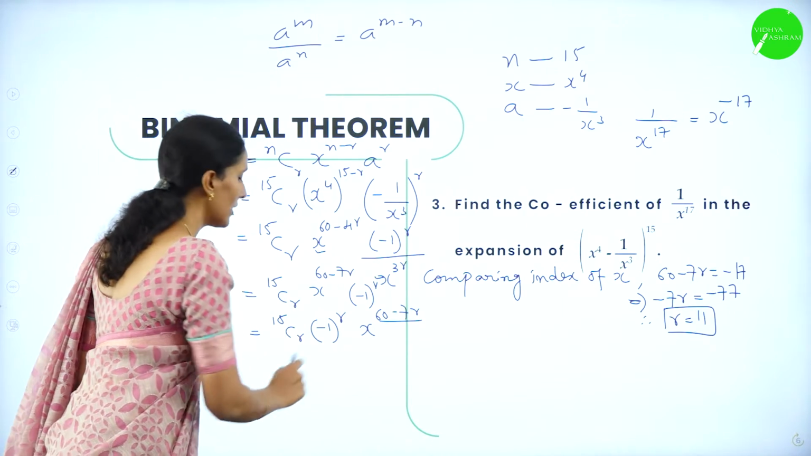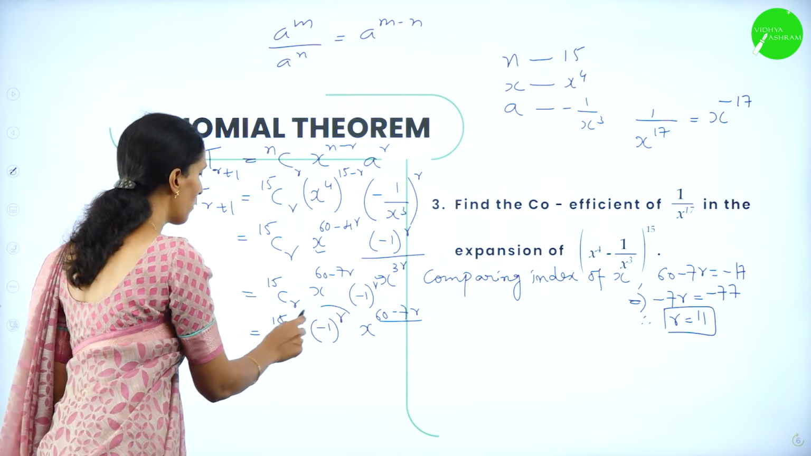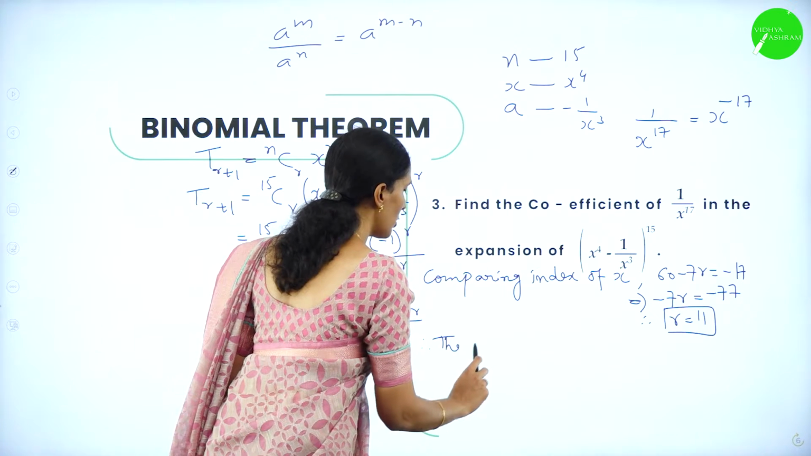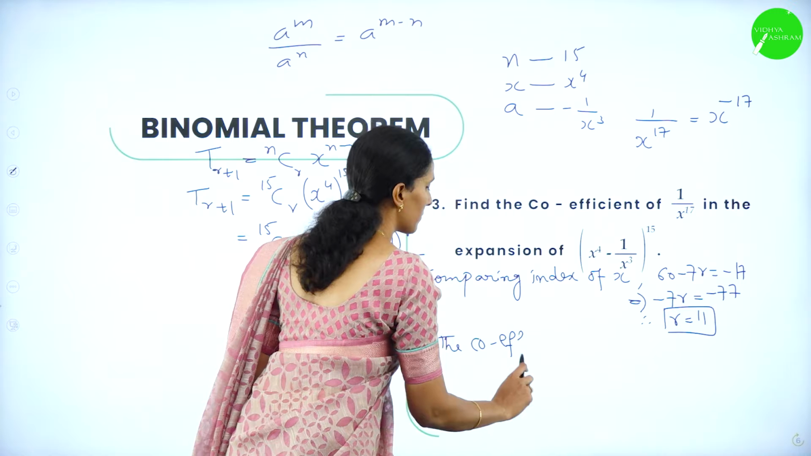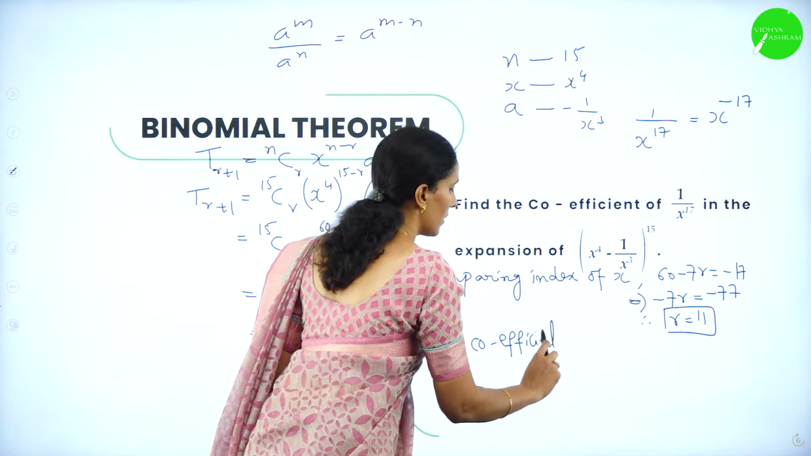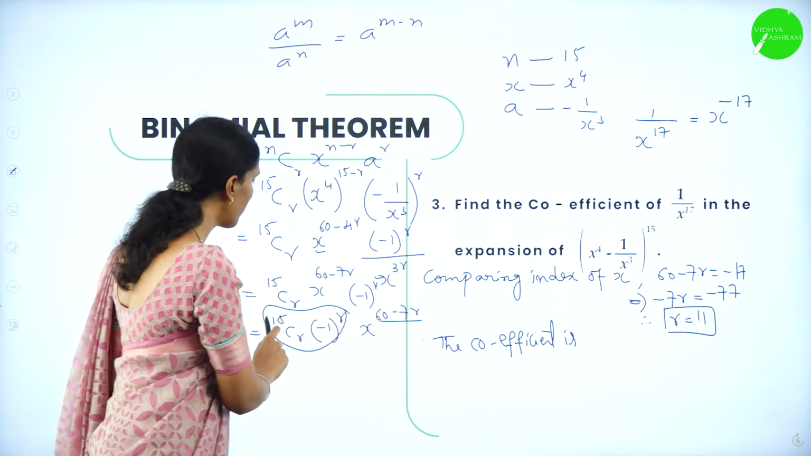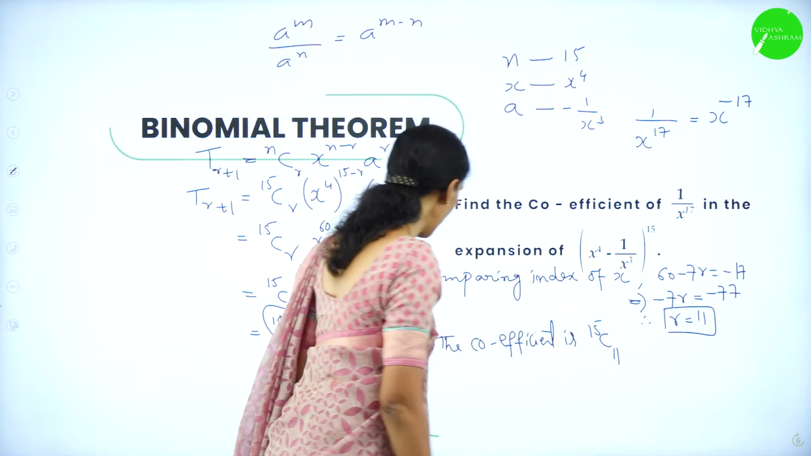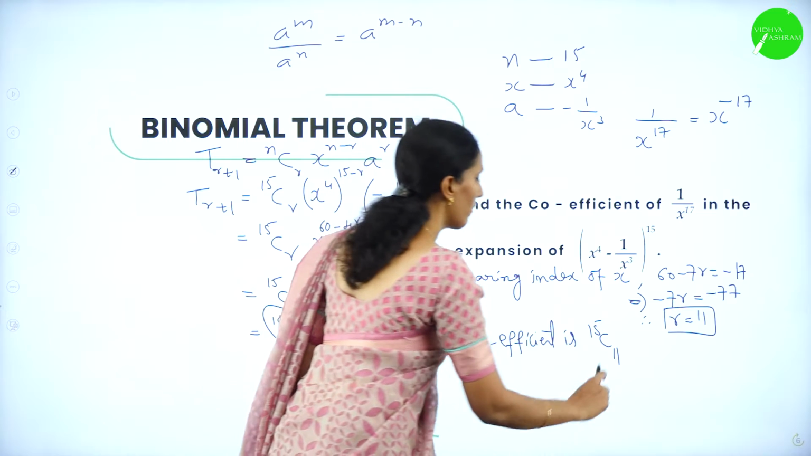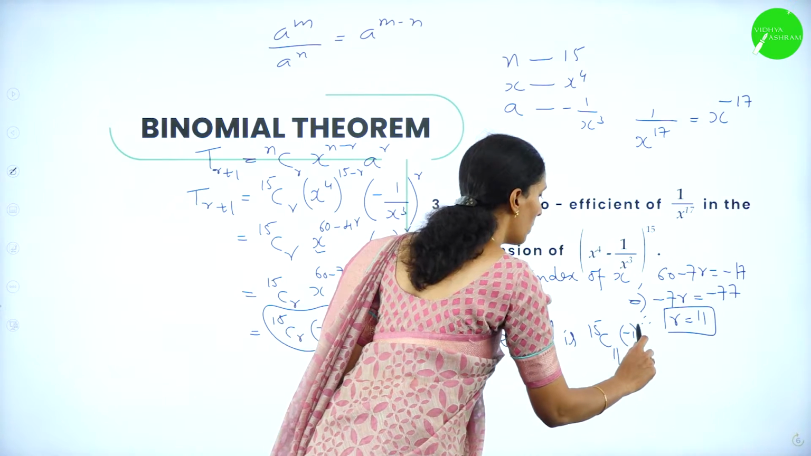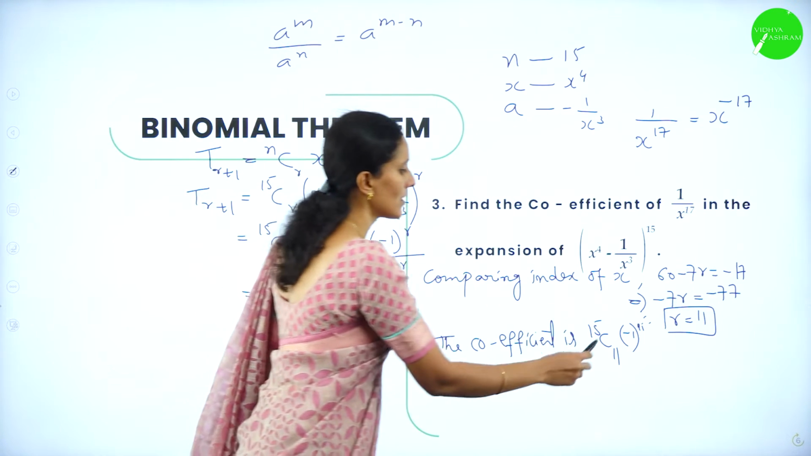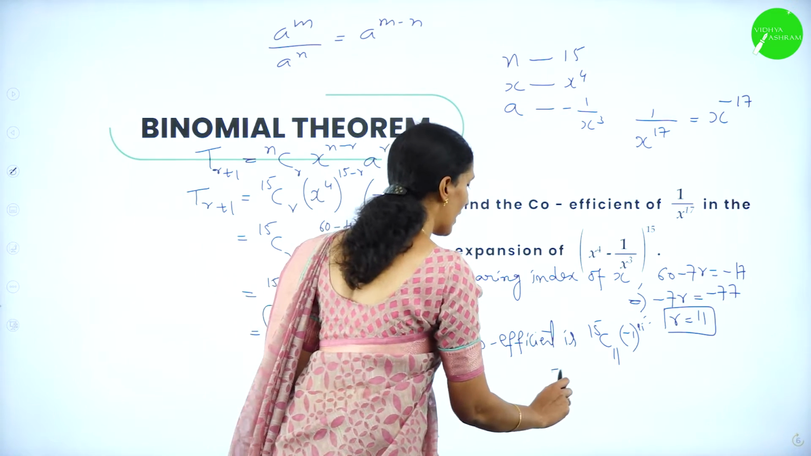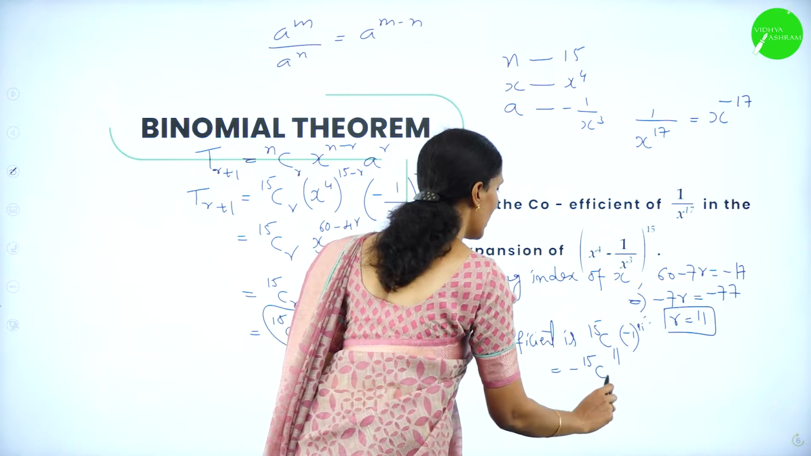So just write the value of r in the place of the numerical coefficient. So therefore the coefficient is, you have 15CR, which is 15C11, into minus 1 whole power r, minus 1 whole power 11. So since it is odd, your answer will be negative. So therefore your answer is minus 15C11.